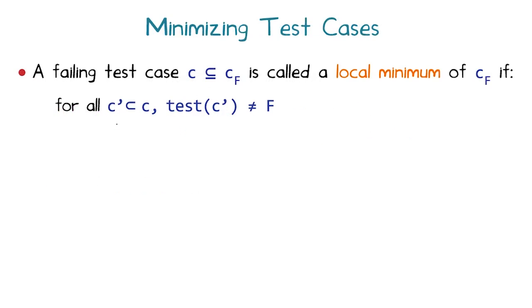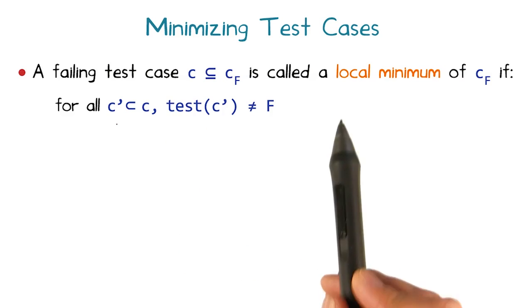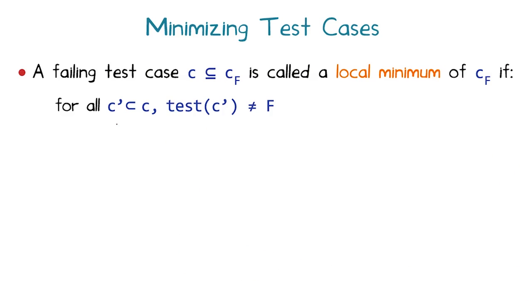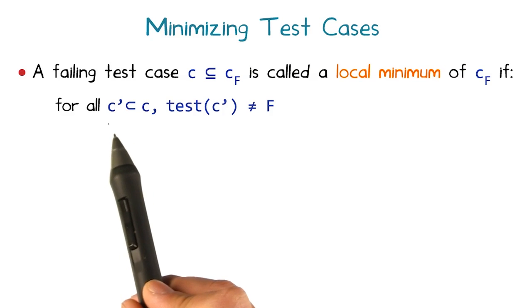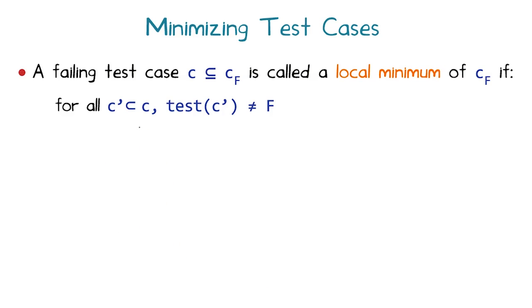More formally, define a failing test case C to be a local minimum of CF if, for every proper subset C' of C, applying the test function to C' doesn't produce a failure. This is in contrast to a global minimum in the following way. For a local minimum, we only restrict our attention to subsets of the local minimum test case. For a global minimum, there must be no smaller test case that causes a failure.